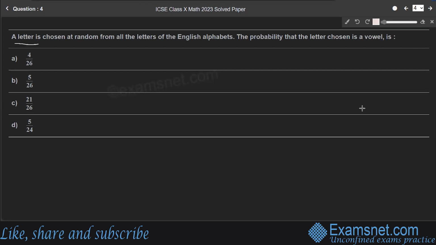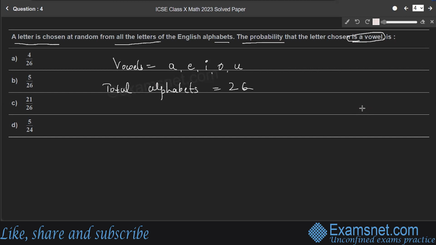Question 4. A letter is chosen at random from all the letters of the English alphabet. The probability that the letter chosen is a vowel is. There are totally 5 vowels: A, E, I, O and U, right? The total number of alphabets is 26. So the question is the probability that the letter chosen is a vowel.